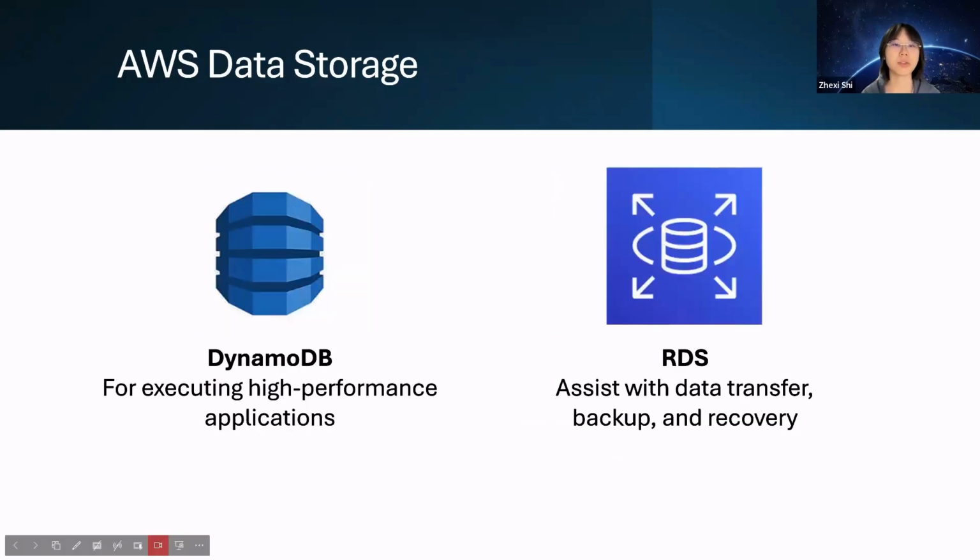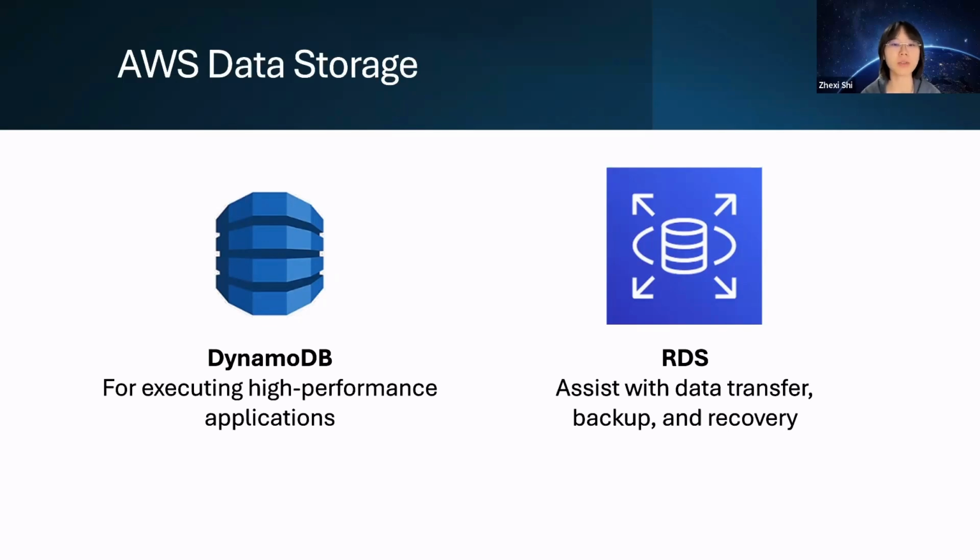AWS DynamoDB is used for executing high-performance applications. It is a NoSQL database service that provides fast and predictable performance with seamless scalability. DynamoDB is particularly suitable for financial organizations, as it comes with built-in security features such as data encryption, and it can process high transaction rates with low latency, making sure time-sensitive financial transactions are being processed at an efficient rate.